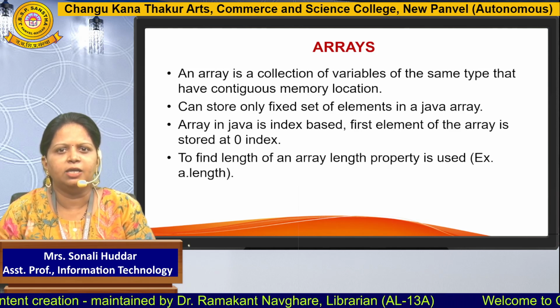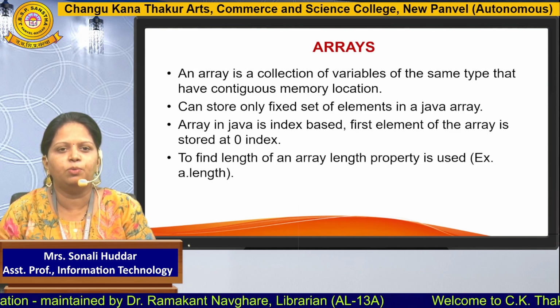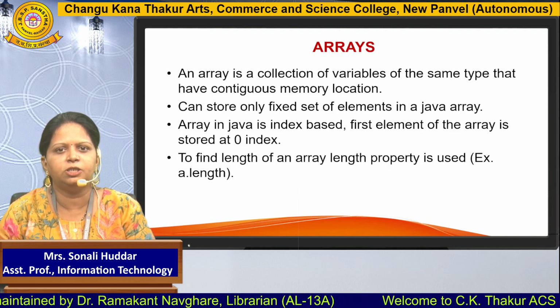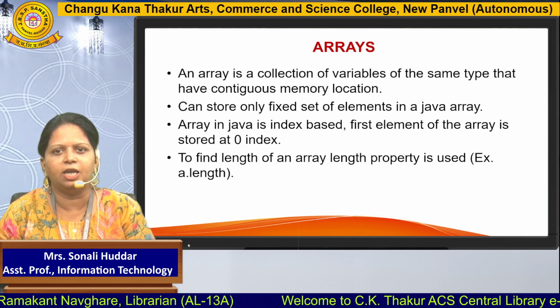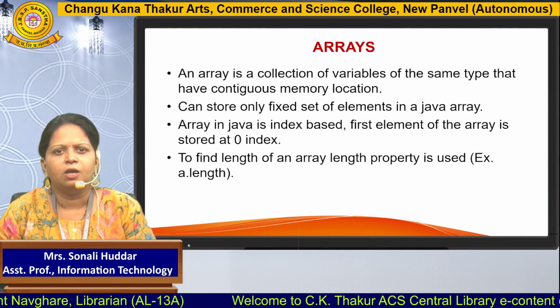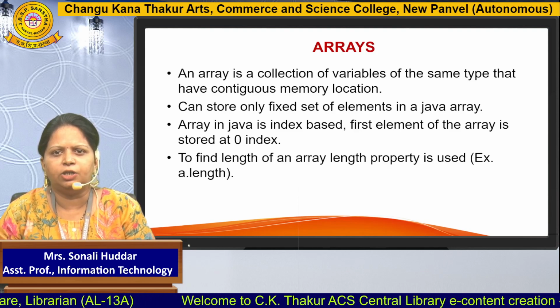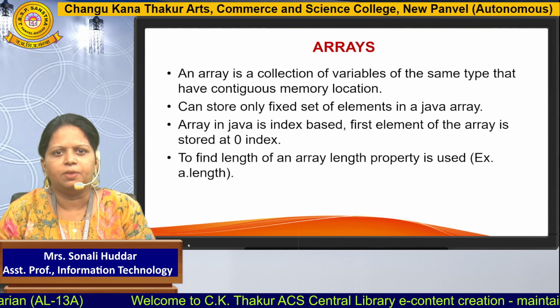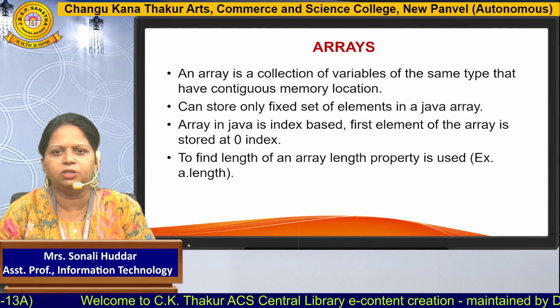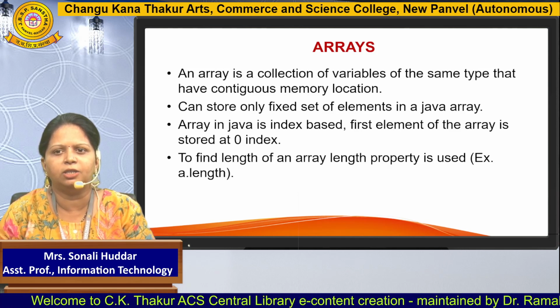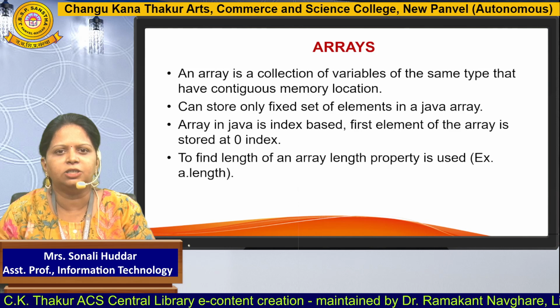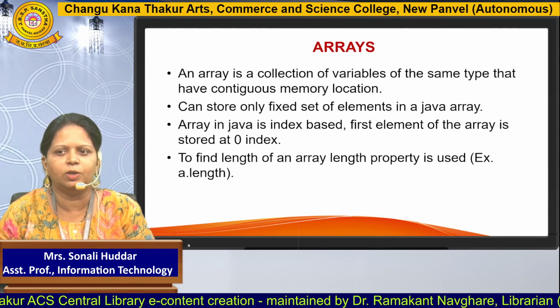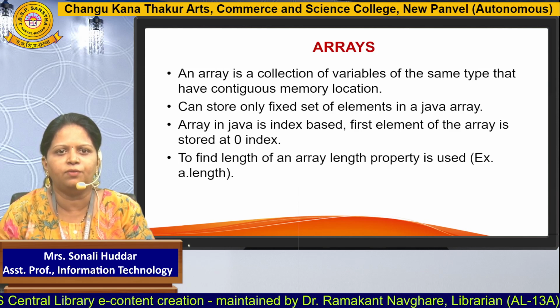Here arrays are considered a homogeneous data type. Homogeneous means what? The same data. So one can store the same data over here in an array. One can store only a fixed set of elements in our Java array. Arrays in Java are index based. The first element of an array is stored at the 0th index, and the last element is at n minus 1 if you have a total of n elements.